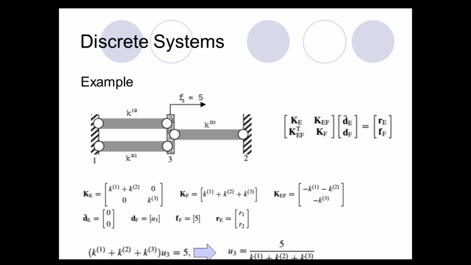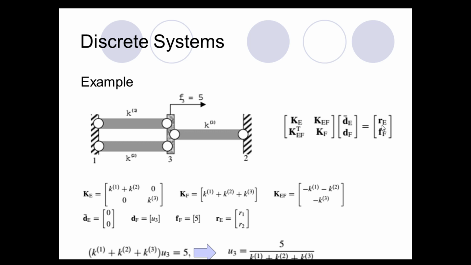So once you find the U3, you can easily find the reaction forces, because now you will take this first line of this system. Okay, now you have calculated the df. What you are going to do is you will multiply the Kef with df, right? So it is Kef multiplied by U3, and now you know the de.